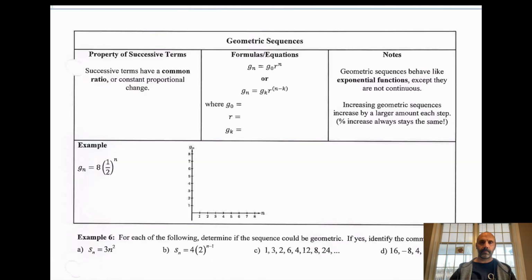That's your answer. Okay, now we're going to introduce geometric sequences.